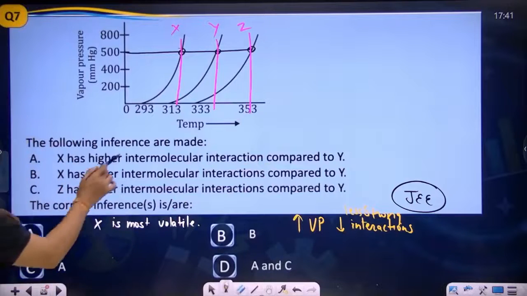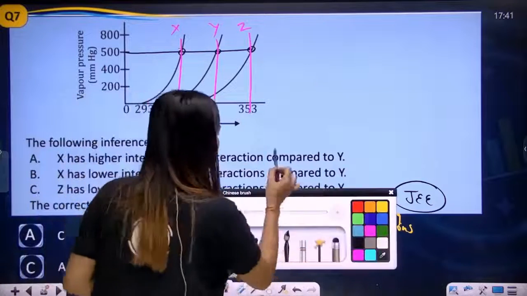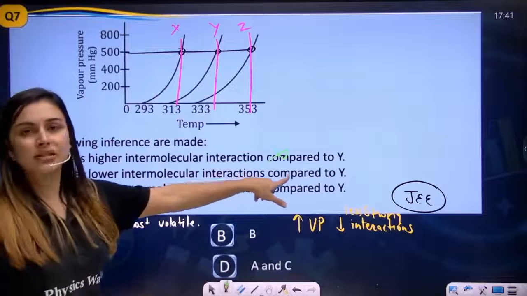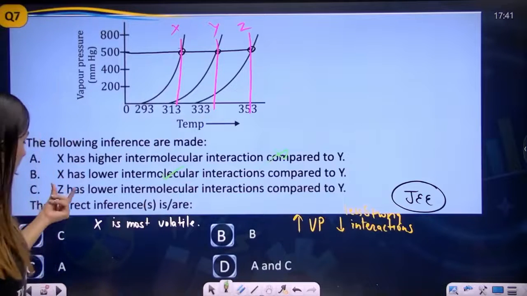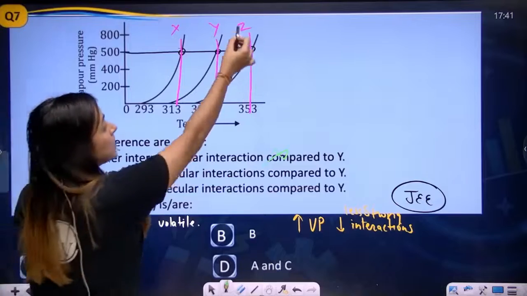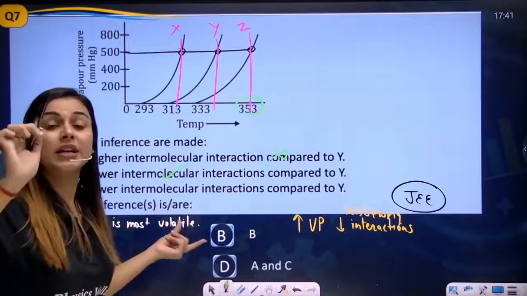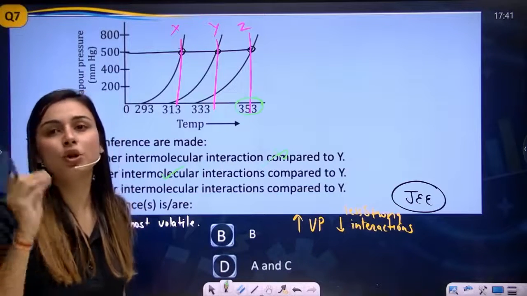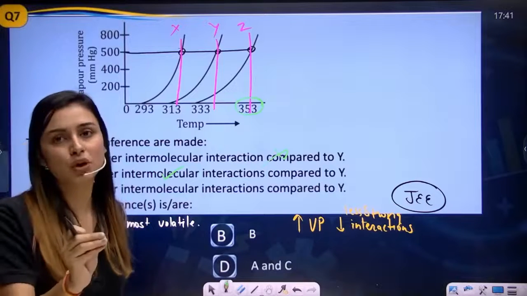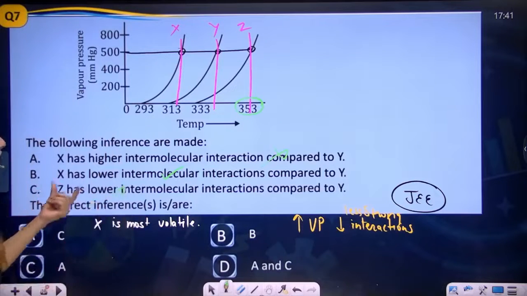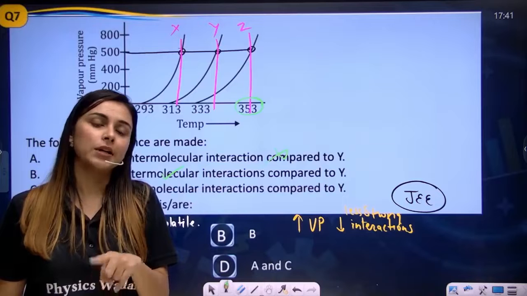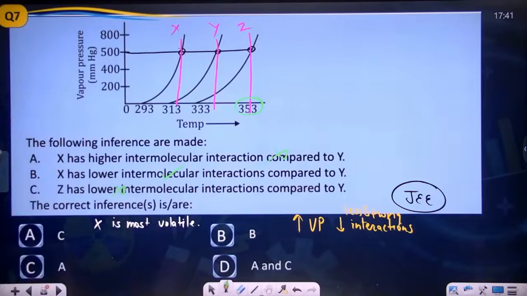Now let's read. X has higher intermolecular interactions compared to Y. It is wrong. X has lower intermolecular interactions compared to Y. Yes, this is correct. Z has lower intermolecular interaction. See, Z was the one which reached a pressure of 500 at the highest temperature. So Z has the maximum intermolecular forces and Z is the least volatile. So this statement is wrong. Y had lesser intermolecular interactions as compared to Z. So here only one statement is correct, which is your A.